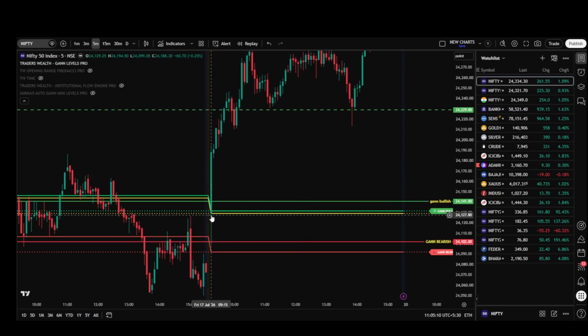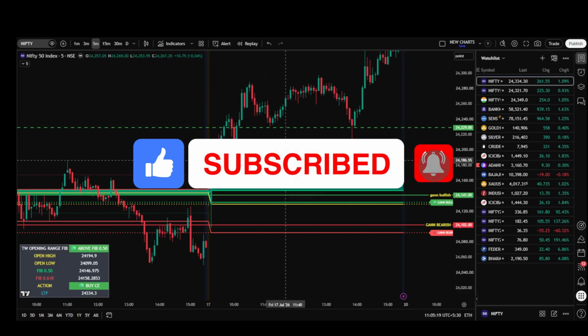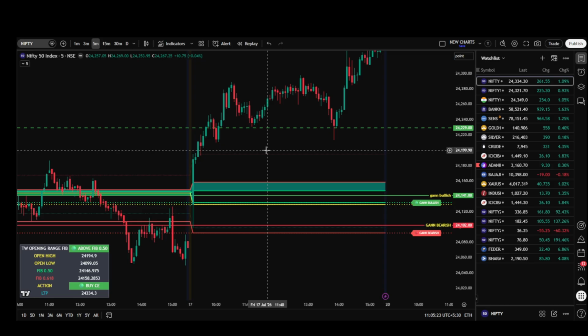When we saw a green candle crossing above this, we can also take the Fibonacci levels immediately, open that, and keep this. This is enough. It tells us where exactly the market is going, whether it is bullish or bearish.